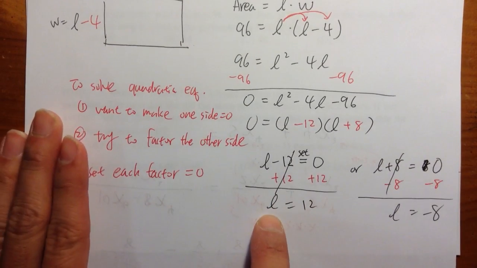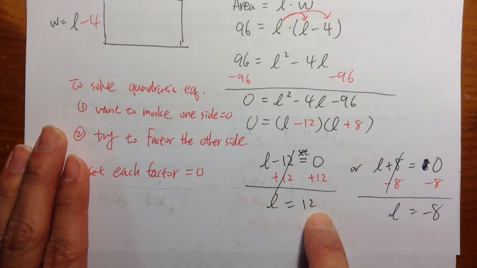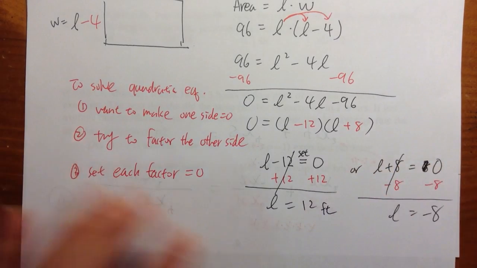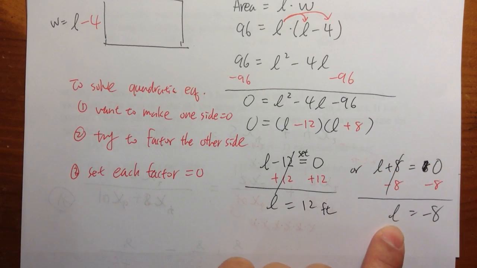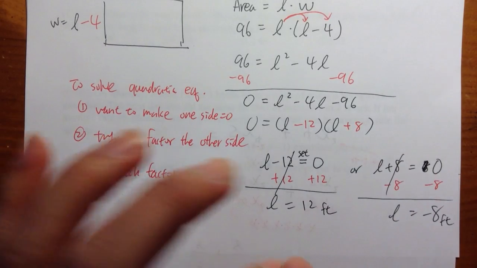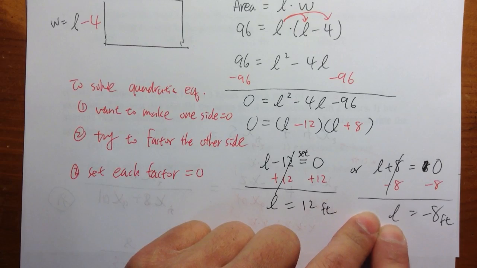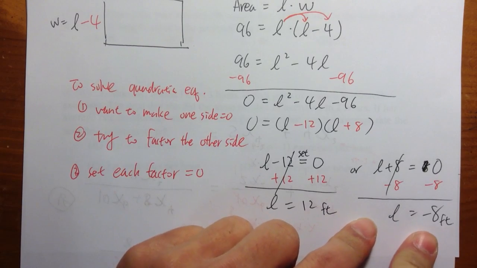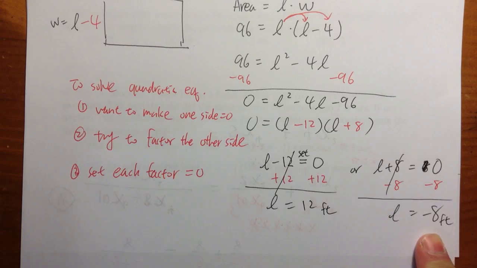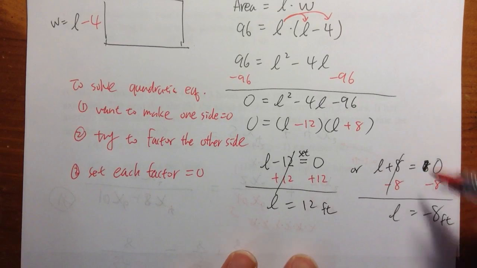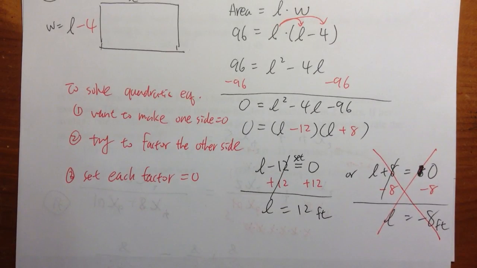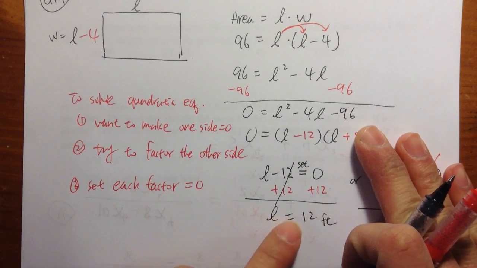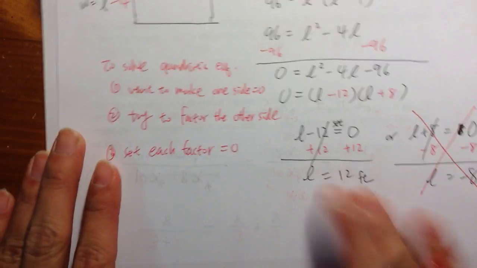So what we are saying right here is the length is equal to 12 feet. Right, let's look at the unit, 12 feet. And right here we are saying the length is equal to negative 8 feet. However, when we're talking about measurements for length, how long things are, we cannot have a negative measurement. We cannot have negative 8 feet for length, for distance. So this is not the case. We're going to get rid of that. L is equal to 12. That's the only consideration.